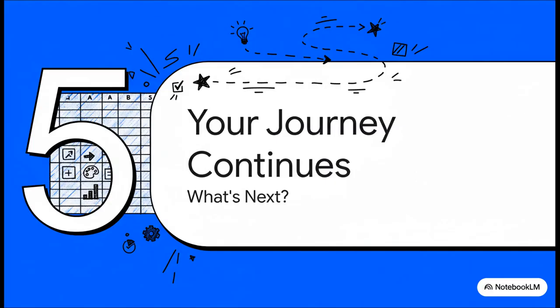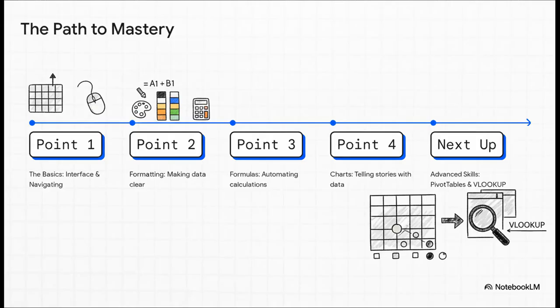And just like that, you've gone from staring at an empty grid to understanding the core of how Excel works. Think about it. You now know how to get around, organize your data, make Excel do the math for you, and create visuals. You've got a really solid foundation. We've basically covered the first 4 essential points on the path to mastering this thing. And what's really exciting is that these skills open the door to some of the more advanced tools, like the incredibly powerful pivot tables for summarizing data, or VLOOKUP for finding information across different sheets.